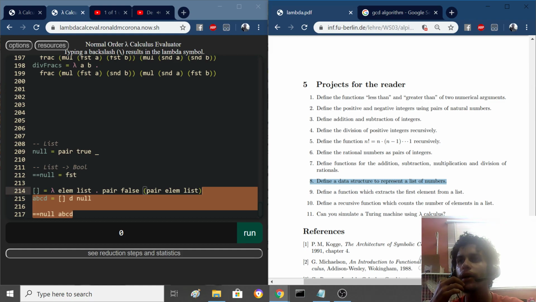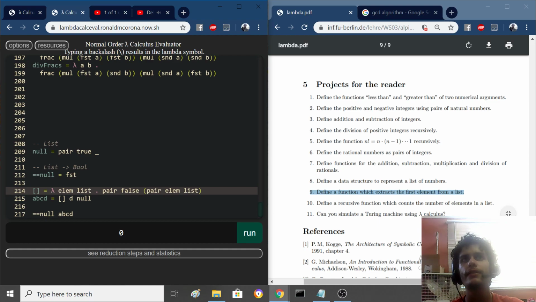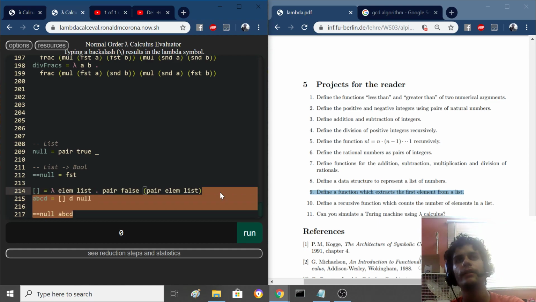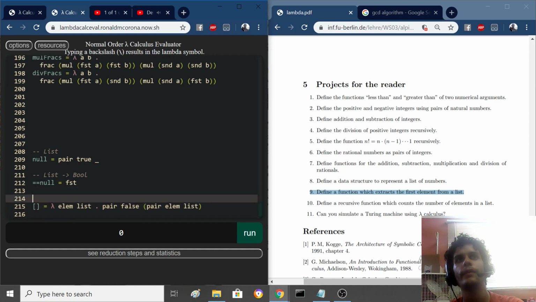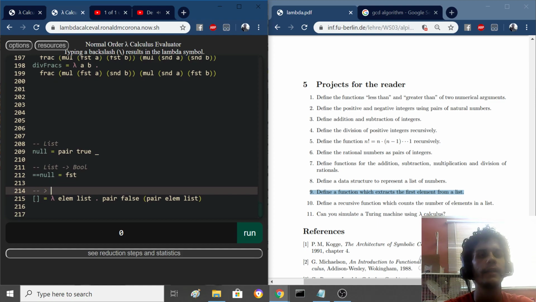But now we want to do extracting the first element from a list. Alright, let's do that. Extract first element from a list. By the way, this function takes an element or an expression, and it takes a list and it gives you a list. Just letting you know what that function does.